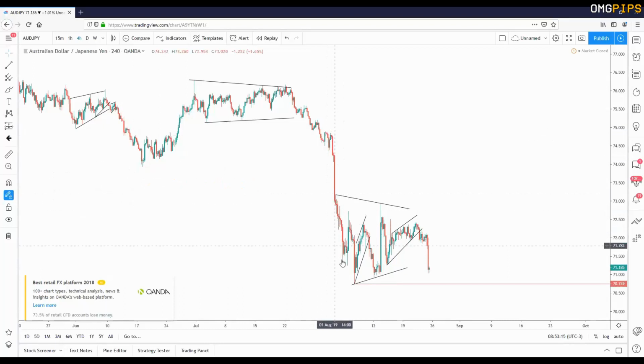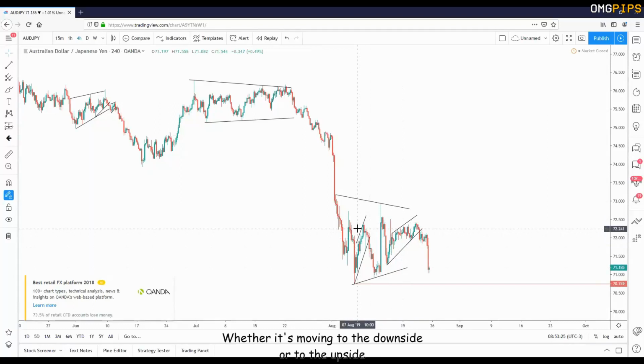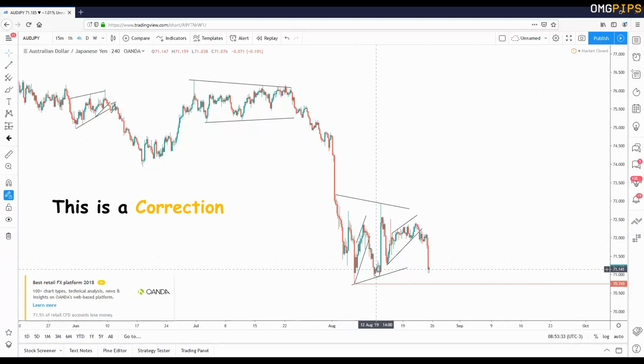Okay, so after price got somewhere around here, price started to give us these correction moves. A correction basically is where price shows that there's no clear progression, whether it's moving to the downside or to the upside. You can simply see here it shot a bit up, it shot a bit down, it shot up, it shot down. So there's no real progression of whether it's going up or downwards. So this is a correction. We know we are out of the impulsive phase. We are now in the corrective phase. This is what we focus on.